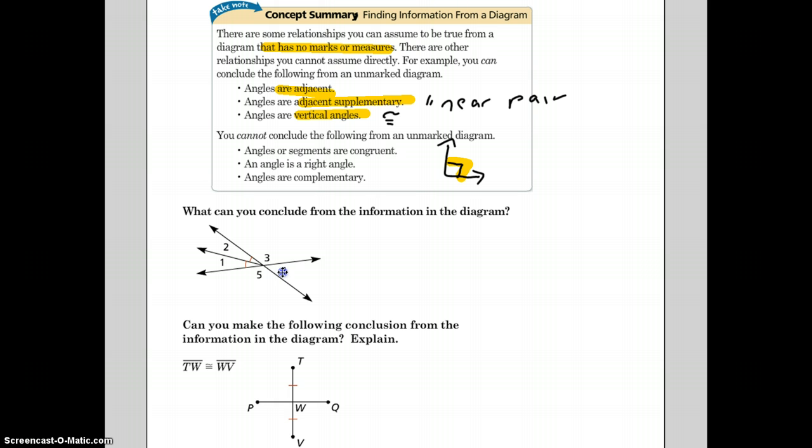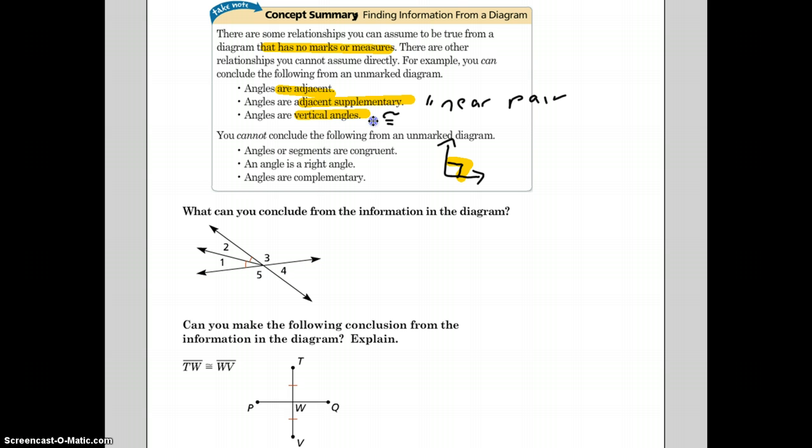What can you conclude from this picture? So, let's talk about some of these things. Do we have adjacent angles? Definitely. 1 and 2, 2 and 3, 3 and 4, 4 and 5, and 5 and 1. Those are all adjacent. Do we have any angles that are adjacent and supplementary? So I'm looking for a linear pair. Sure, right there. 3 and 4 are adjacent and supplementary. 4 and 5 are adjacent and supplementary.